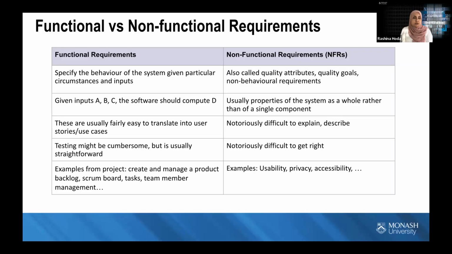So examples, as I said, from the project that we're working on are to create and manage a product backlog, the Scrum board, the tasks, and team member management. All of these are functional requirements. And I'm sure you've been talking to your product owners about this in multiple instances. Non-functional requirements, on the other hand, are things like usability, privacy, accessibility, and so on. Some of this you may have already talked to your clients about, but if not, this is now a good opportunity, looking up to the next sprint, to be looking into some of this.